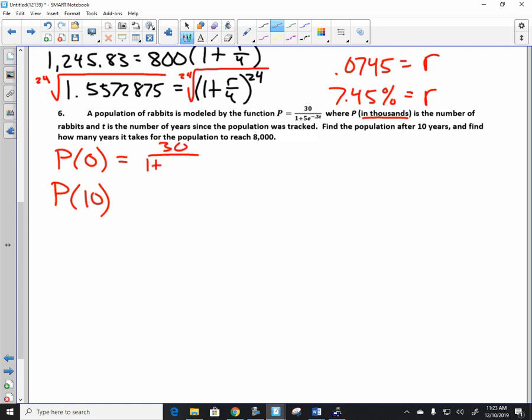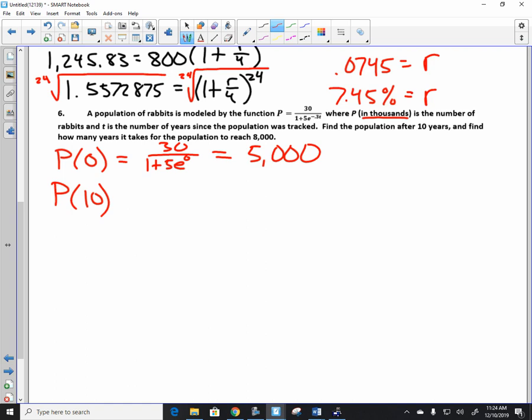30 divided by 1 plus 5e to the 0 power. Everybody agree that e to the 0 is 1? Let's calculate this. 1 times 5 is 5, plus 1 is 6. 30 divided by 6. So we start out with 5 rabbits. 5,000, because it's measured in thousands. Very good.